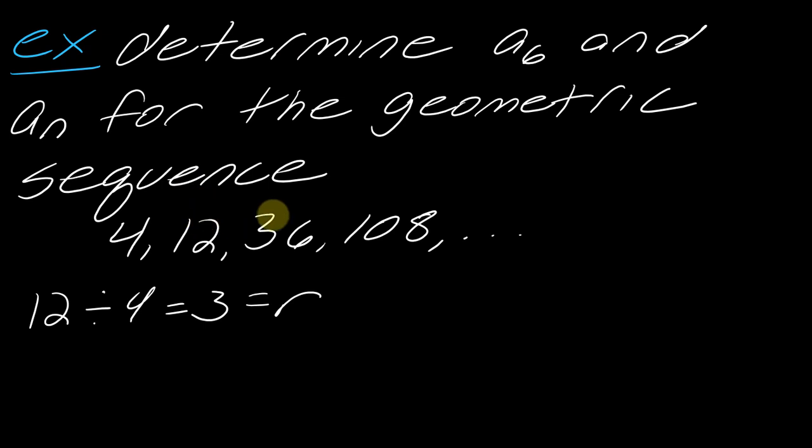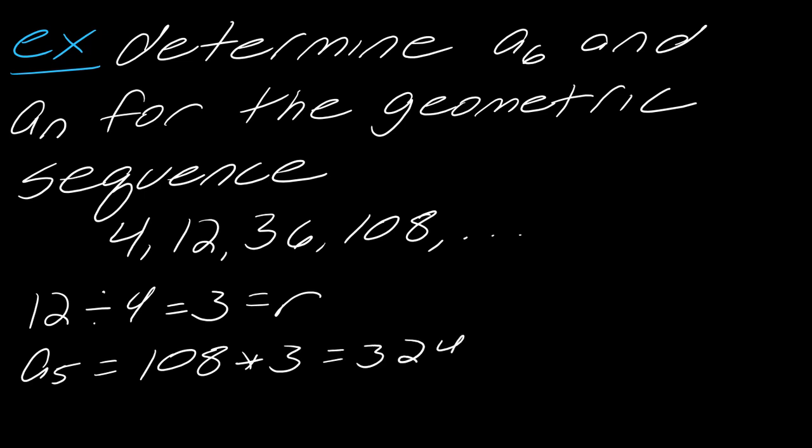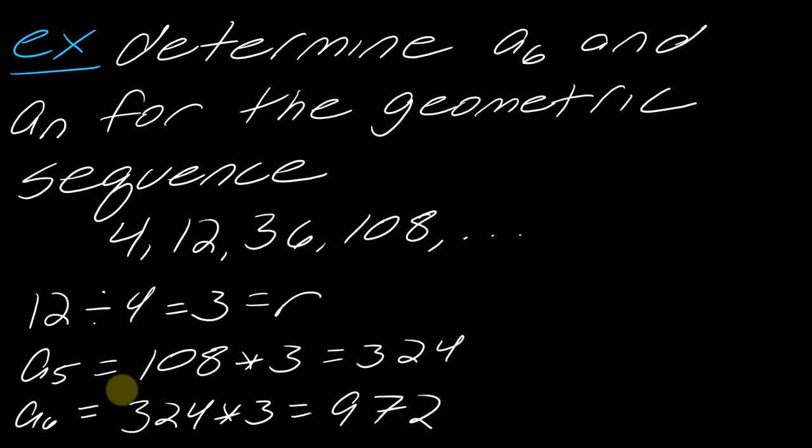So what is 12 times 3? 12 times 3 is 36, and then 36 times 3 is 108. Okay, we figured out R. Now I'm asked to find A6, so I can just continue this pattern. My A sub 5 will be found by taking 108 times 3, which is equal to 324. Then the sixth term, 324 times 3, is 972. So there's my sixth term.